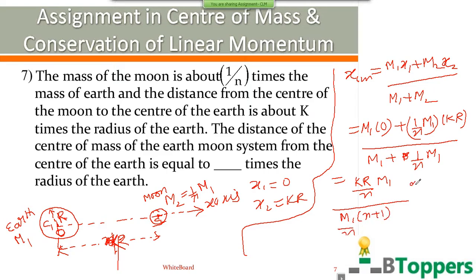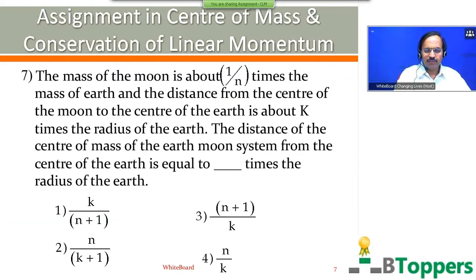So m1 by n gets cancelled. In case you need more time to complete copying, you can take a pause. So we have completed question number 7. For question number 7 here, the first part is the answer, first option. See the next question number 8 here.